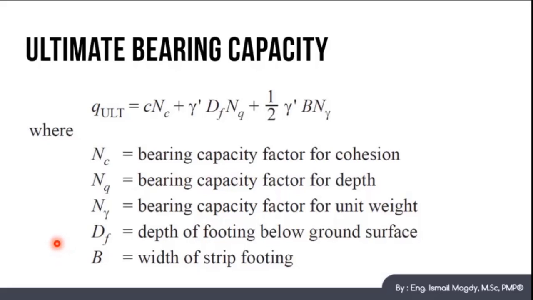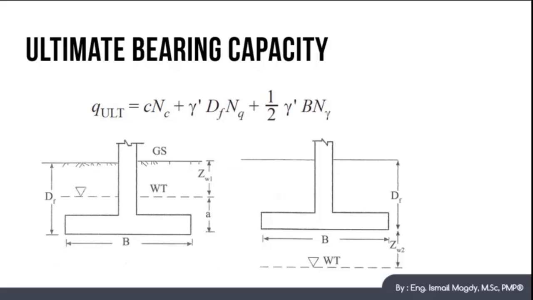of the strip footing. There are two cases for bearing capacity calculations: in case the water table is below the foundation level, and in case the water table is above the foundation level. In case the water table is below the foundation level, then our equation will remain the same with no change. And in case the water table is higher than the foundation level, as we can see here, the only difference is that we will separate the soil into two parts, the higher part above the water table and the lower part below the water table.